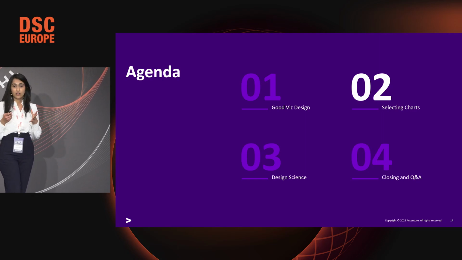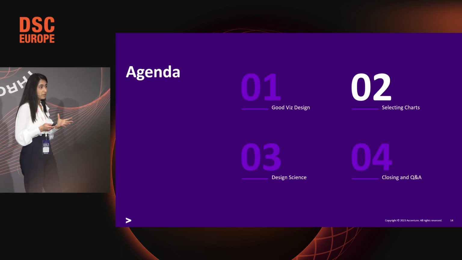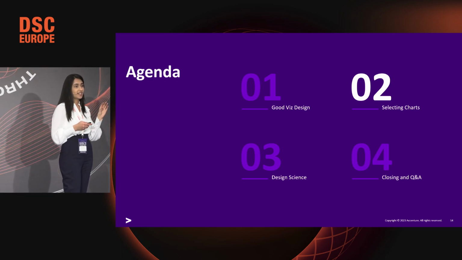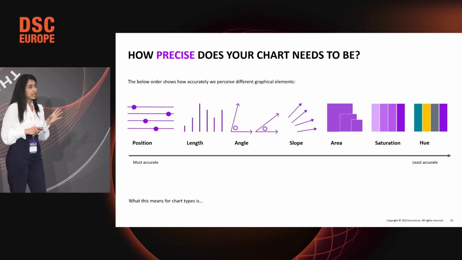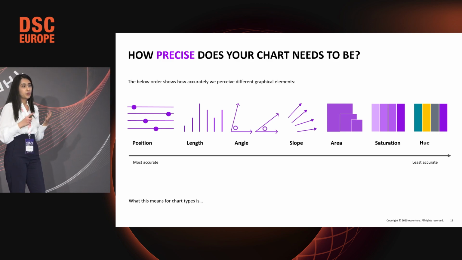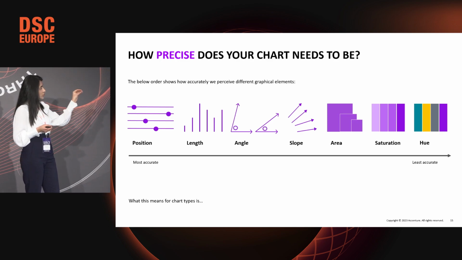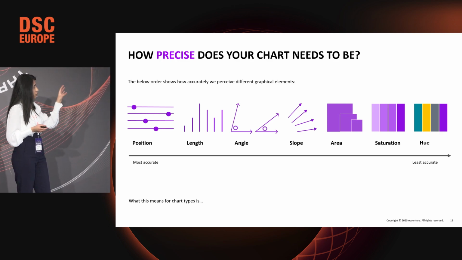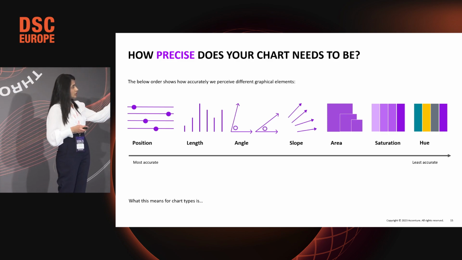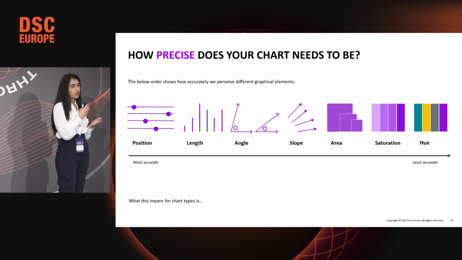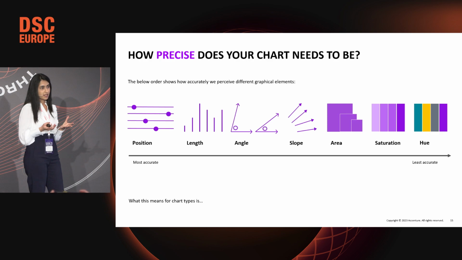Next, we will go through how you select different charts for your visualization, because there are so many options available, and we need to find out what serves our purpose. First, you need to consider your precision, so how precise you want your charts to be. Do you want them to be most accurate, playing with position, length, or angle? Or do you want them to be least accurate, where you have area or color, or you also play with some color intensity?